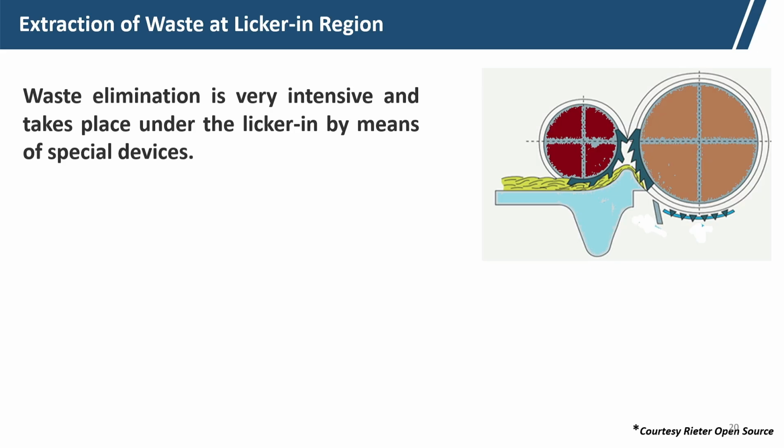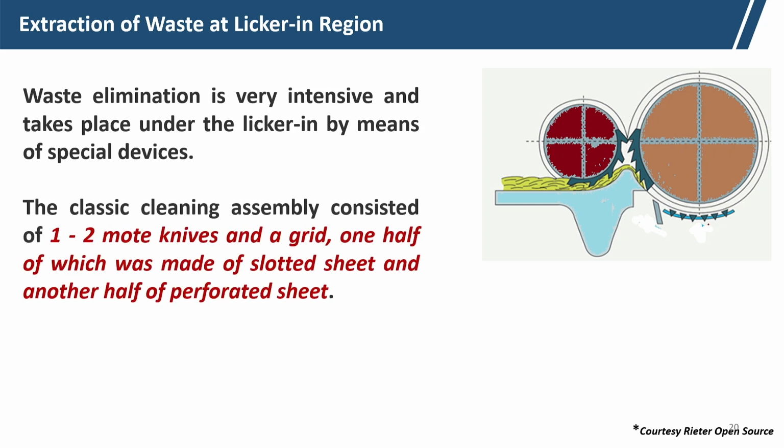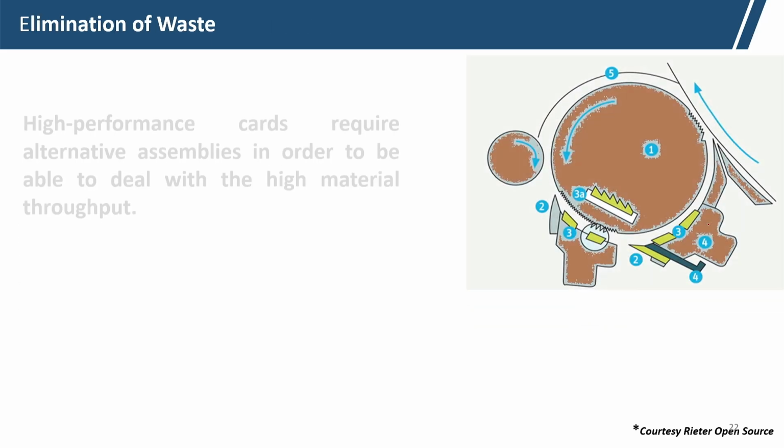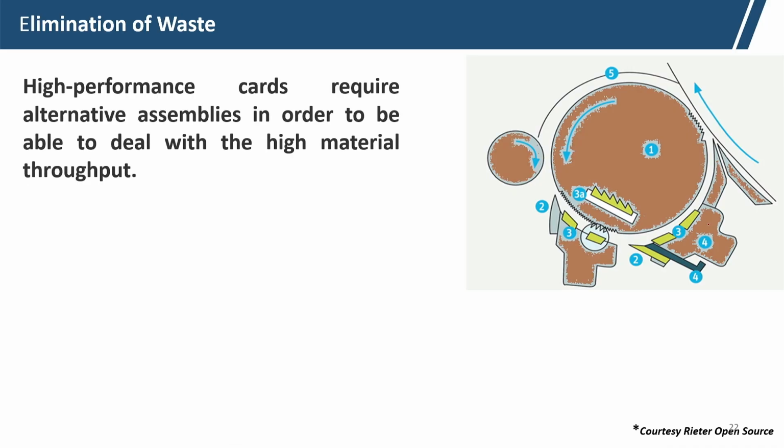Now, waste elimination is very intensive and takes place under the licker-in by means of a special device here. In classic cleaning, the assembly consists of 1 or 2 mote knives and a grid, one half of which is made of slotted sheet, that I have already discussed. Now, in a high performance card, in a modern system, it requires an alternative assembly in order to be able to deal with the high material throughput.